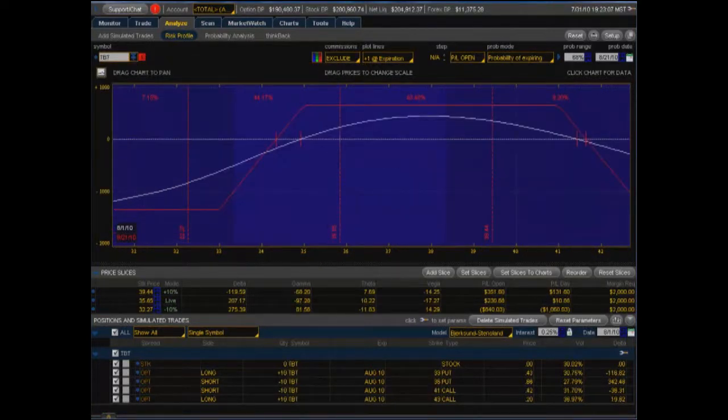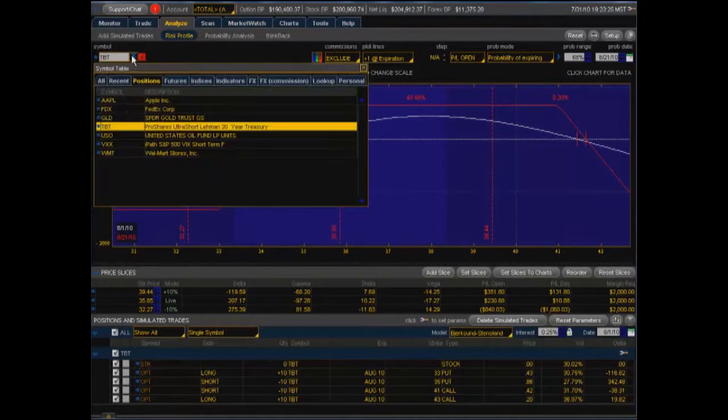We have a position on TBT. We're currently up $230. This position has a maximum potential profit of $650. We're going to stay in this position. We don't expect any major moves in TBT unless the U.S. Treasury does something unexpected in the next few weeks. So we'll let this one run.